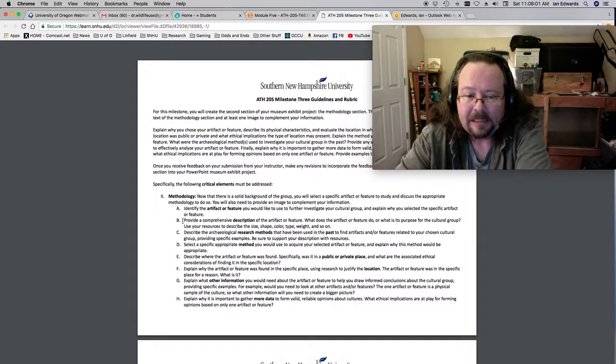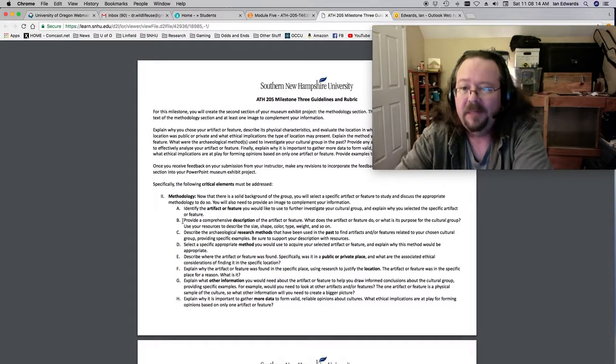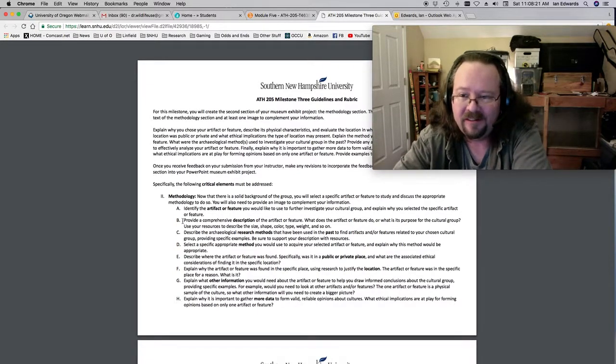Next up, point D: select a specific appropriate method you would use to acquire your selected artifact or feature. All right, so imagine that your artifact or feature is in situ, right? That means in place. It hasn't been removed and put in a museum. Okay, imagine it in place.